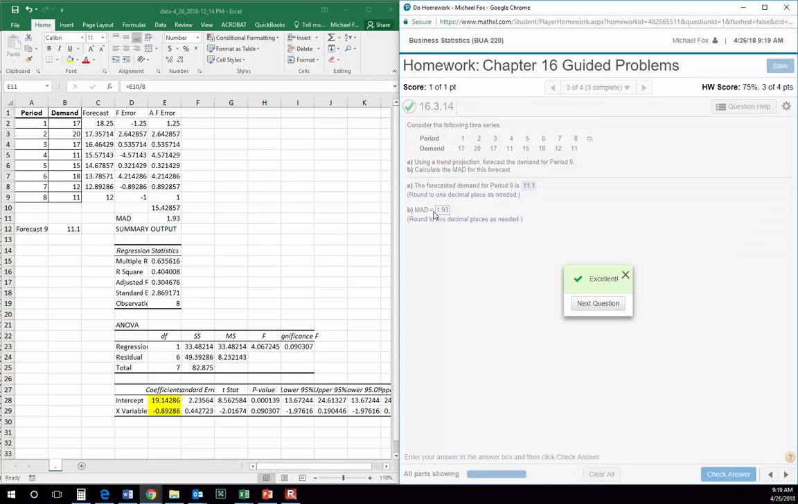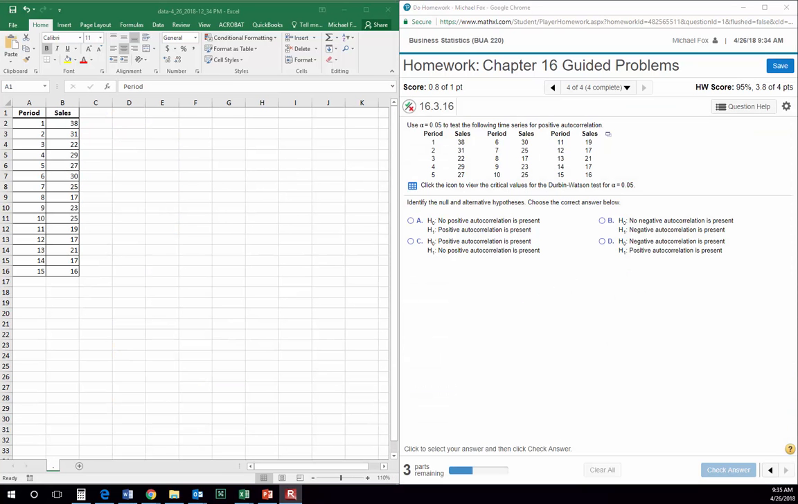And that's it for question number 3. All right, here we go with question number 4. So I've already got the data over here in Excel. And so what we have to do here is test for positive autocorrelation.